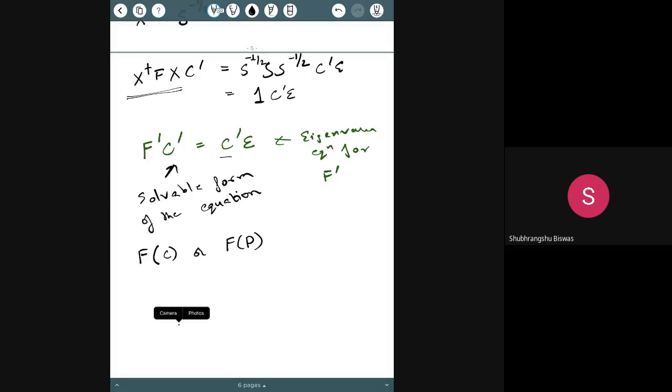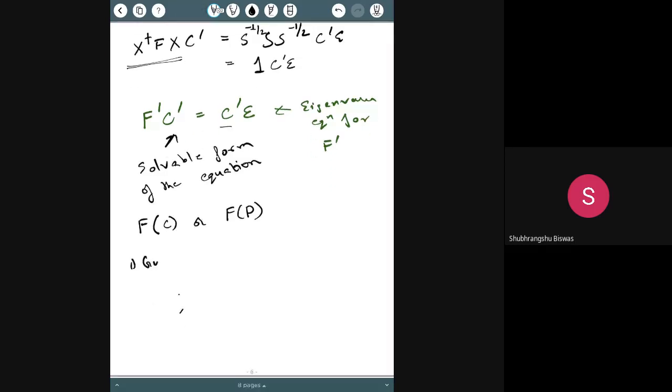So what is happening? I have to take a guess for C or P. I will tell you exactly how it is done afterwards. Now I'm just trying to show the path that you have to either guess C or P. Then you construct your F prime. These are just the rough steps. I will give you the algorithm in just two more minutes.